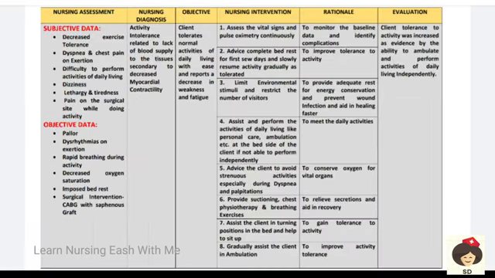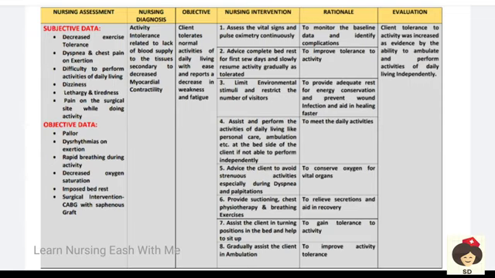And the next diagnosis is activity intolerance related to decreased blood supply to the tissues secondary to myocardial ischemia, leading to decreased myocardial contractility. So next, the patient will have problems with activity because there is not enough blood supply to the tissues, because the myocardium is not contracting properly.